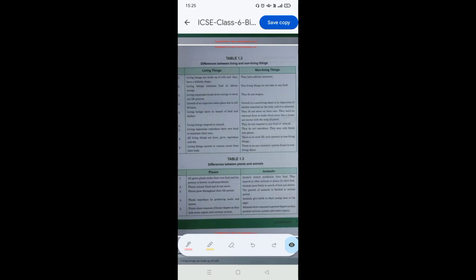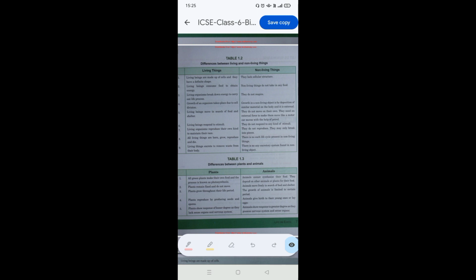Table 1.3. In table 1.2, we studied the differences between living and non living things, whereas in table 1.3, we are going to study the differences between plants and animals. Plants, all green plants, make their own food, and the process is known as photosynthesis. Whereas animals cannot synthesize their own food. They depend on other animals or plants for their food. Plants remain fixed and do not move, whereas animals can move freely in search of food and shelter.